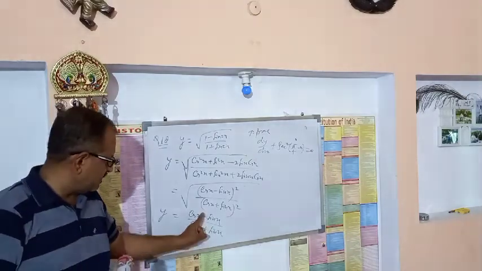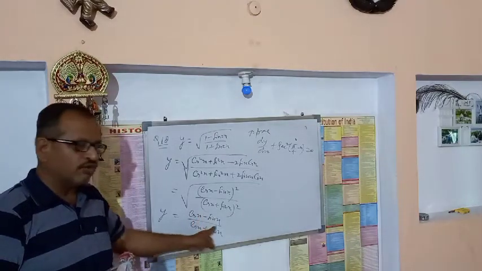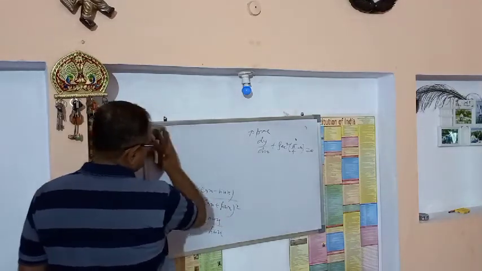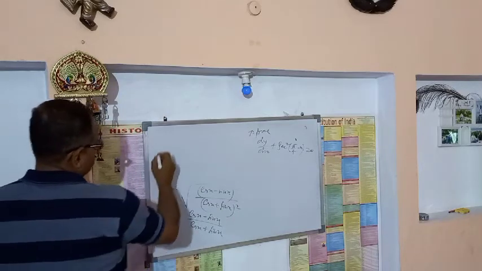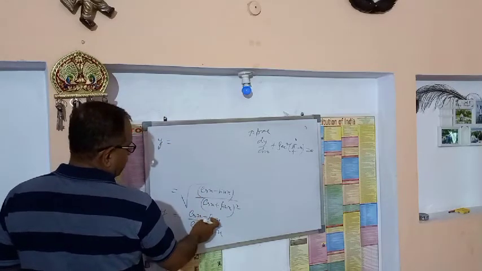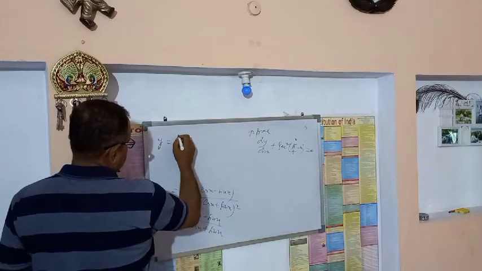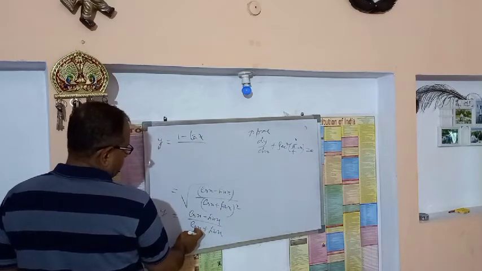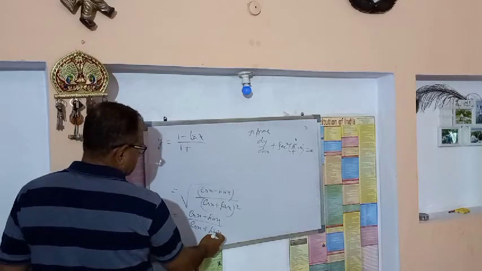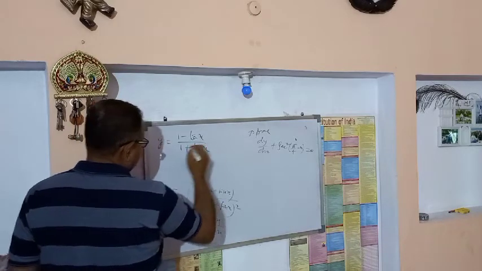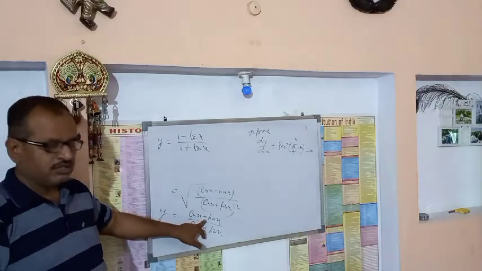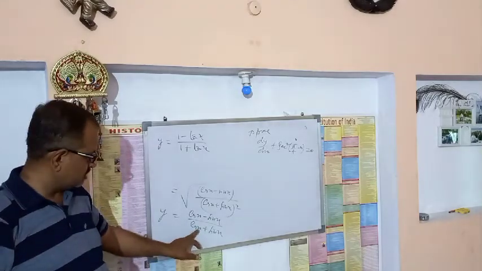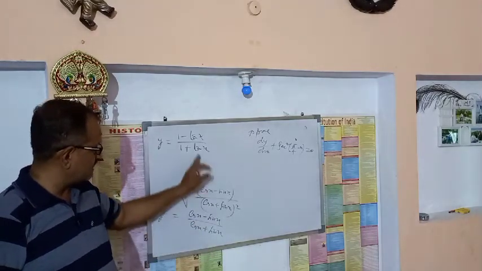In next step, we will divide both numerator and denominator by cos x. Divide numerator by cos x. So cos upon cos, 1. Sin upon cos, tan x. Divide denominator by cos x. Cos upon cos, 1. Sin x upon cos x, tan x.